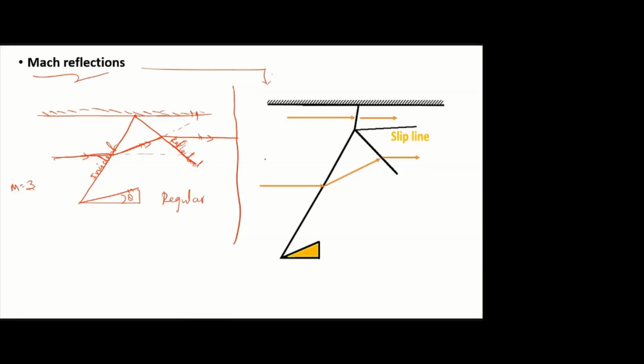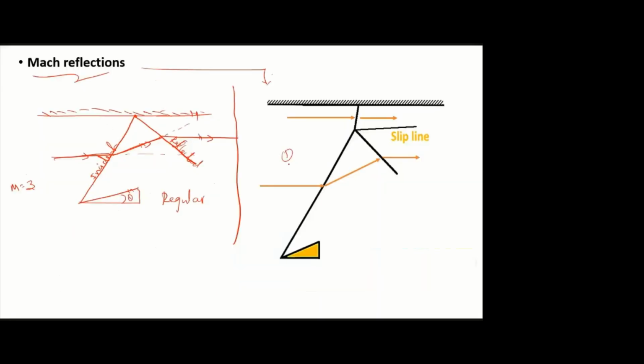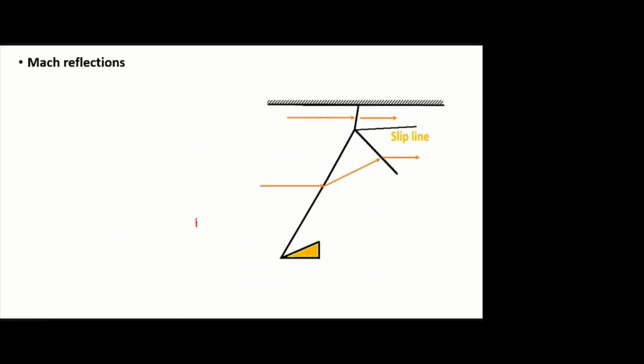So Mach reflection, we are experiencing this type of shock wave in many conditions. So this is one example. This is another example. This is another example. We will see one by one. So in the first example, assume the Mach number is very low. That is the minimum Mach number to produce the oblique shock wave.